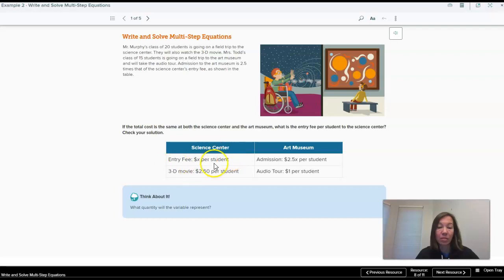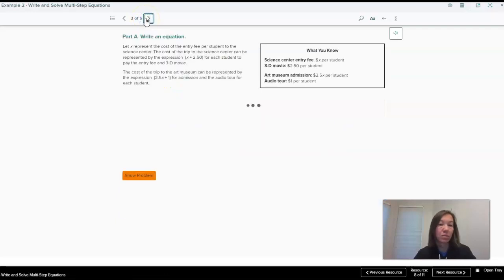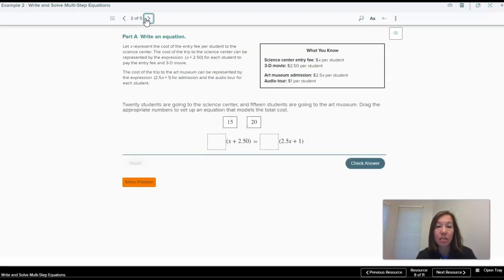So here we explain that the entry fee is X amount. Admission for the art museum is 2.5X. So here are all the different pieces of this one. X is the cost of the entry fee. The cost of the trip to the Science Center could be written as X plus 250 if we add the movie to it. The cost of the trip to the art museum is 2.5X plus 1. That would be for the admission and the audio tour.